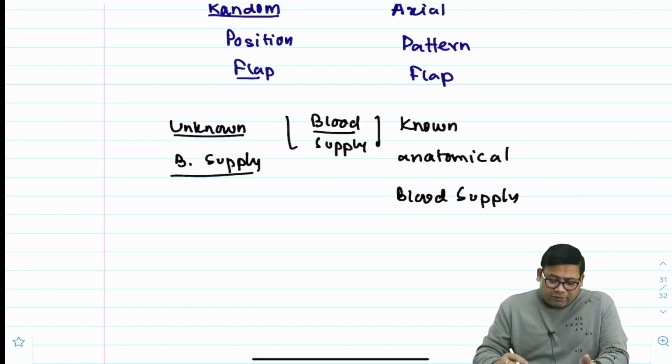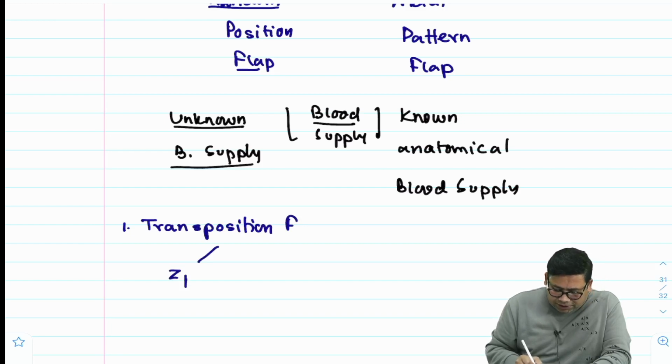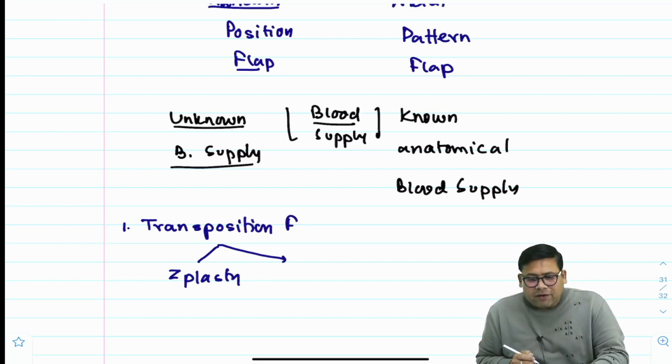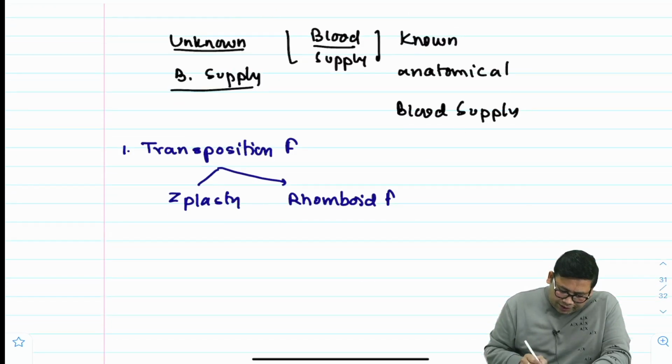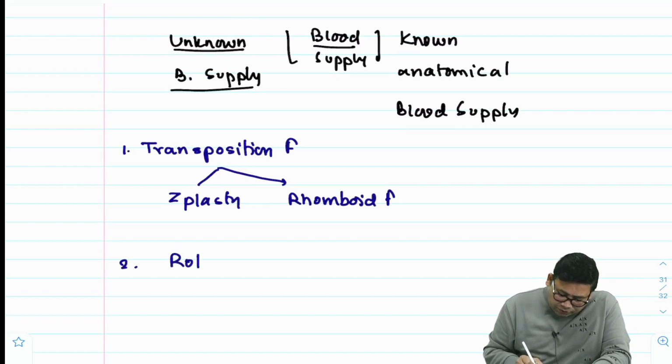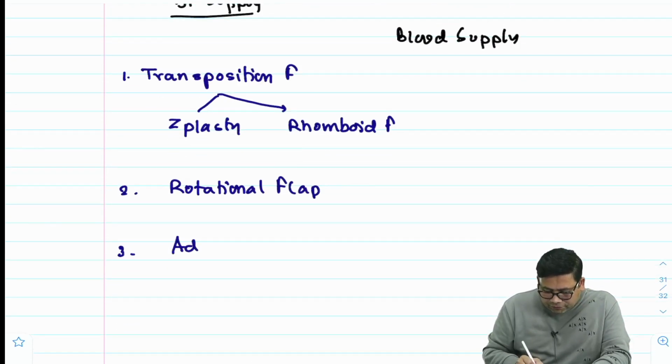And then when we talk about random position flap, I have told you one is a transposition flap. The transposition flap accounts for Z plasty. I hope you know the aim of Z plasty is lengthening. So we have Z plasty, and then another one is rhomboid flap. The second one that we have, students, is a rotational flap. The third one we have is the advancement flap.